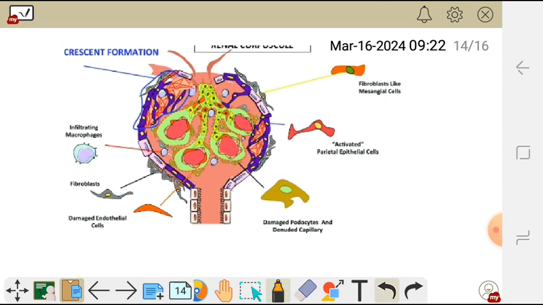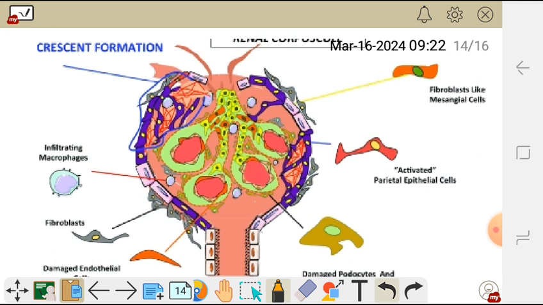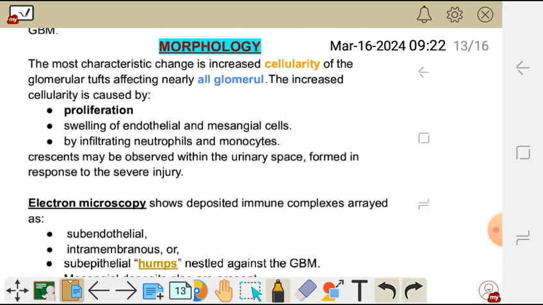So crescents here, we are talking about an increase in the layer of these cells here. So mostly here, the layer of these cells is just one cell layer, but in this condition, what is observed is that we have proliferation of other cells forming a double-celled layer, and that is what we call crescent formation. Okay, so it is formed in the urinary space.